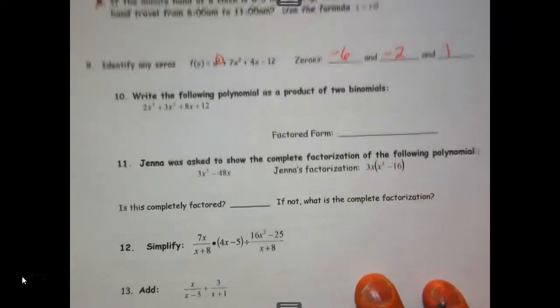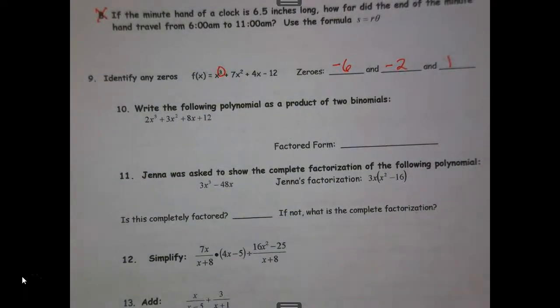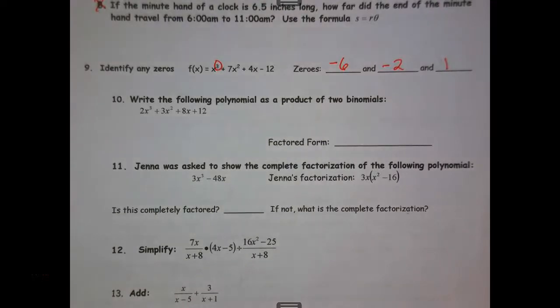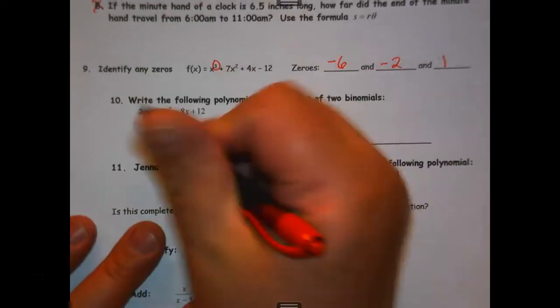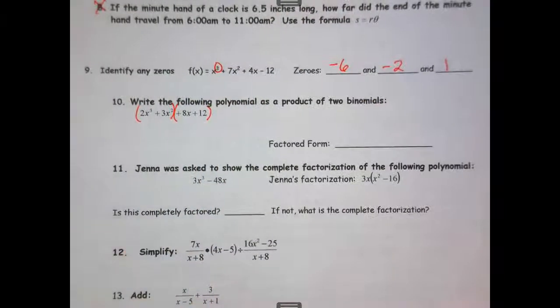Okay, number 10. Okay, how do I factor when I have 4 terms? Four-term factoring. How do I factor 4 terms? Any ideas? Anyone? There you go. Break it up into 2 groups. It's called factor by grouping.